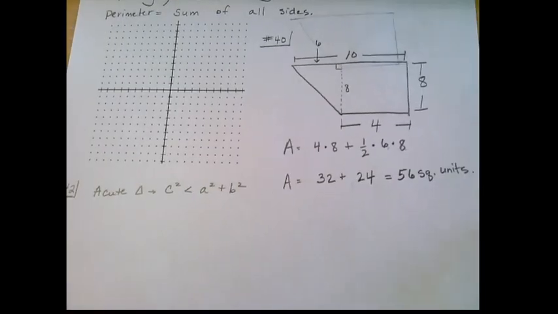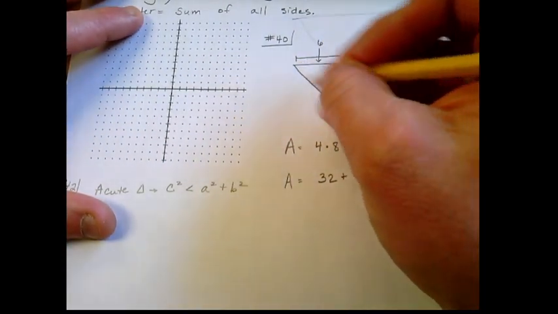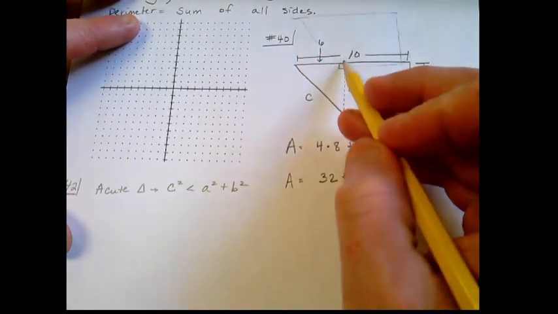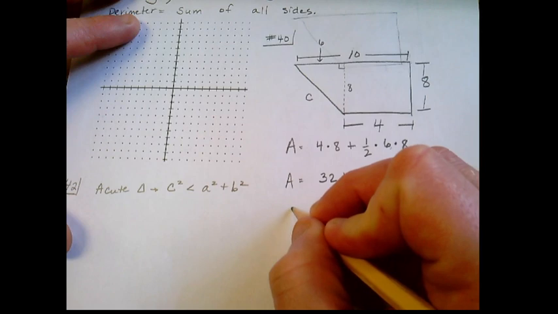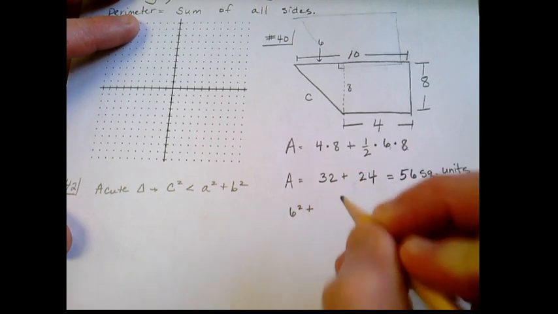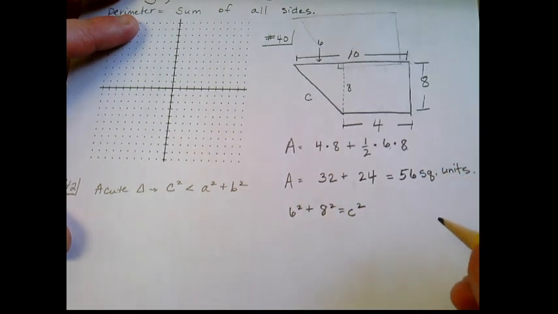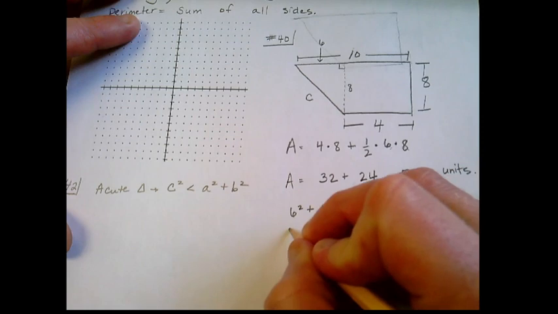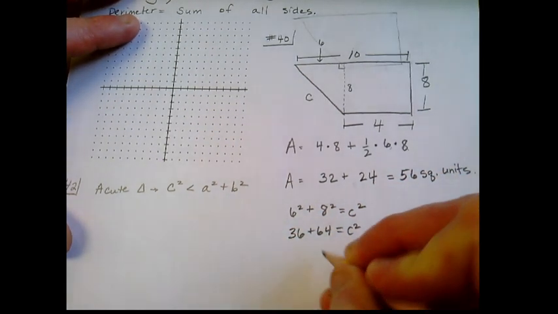Now, the perimeter, I have got to work out some calculations here. This length right here, I'm going to put down as c. If you look at the right triangle that I currently have, I'm going to go ahead and say 6 squared plus 8 squared is equal to c squared. Okay? I'm going to figure out that length of the hypotenuse right there. If I work it out, 36 plus 64 is equal to 100.